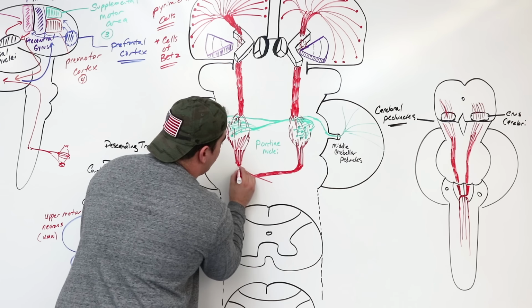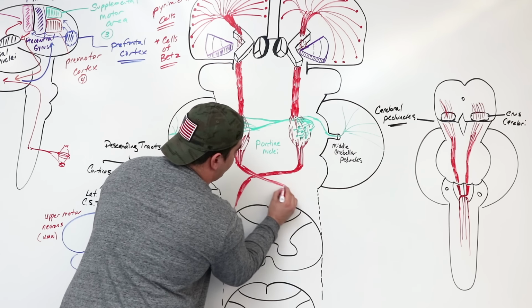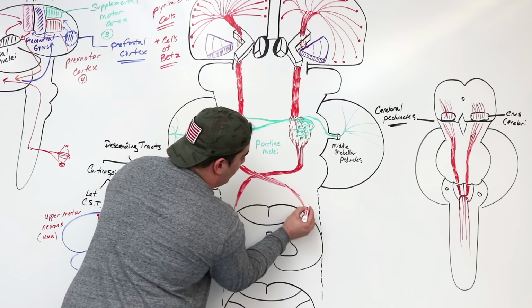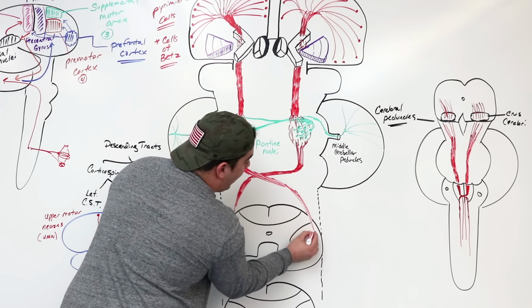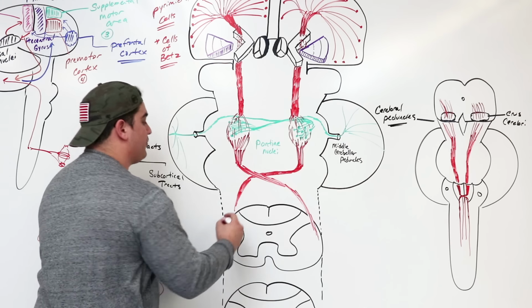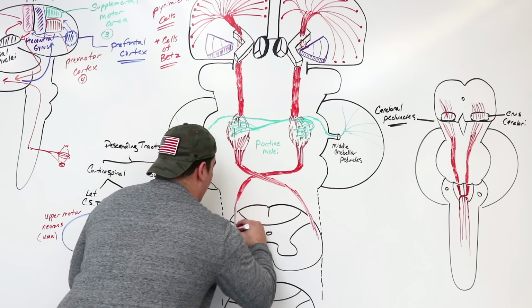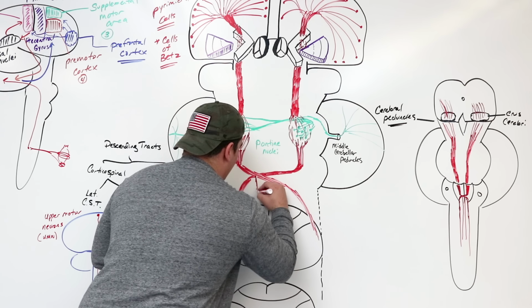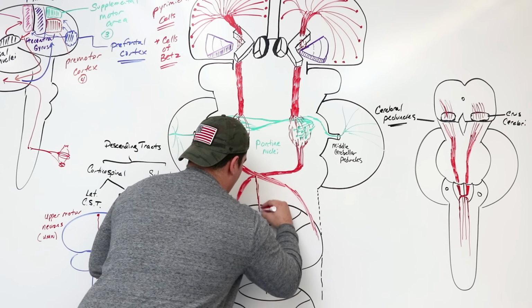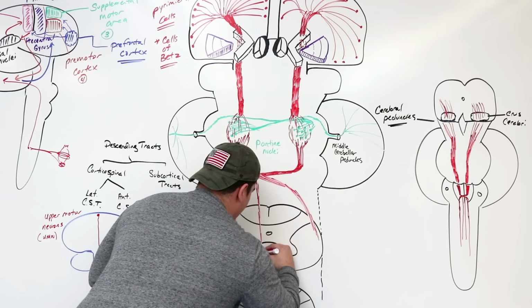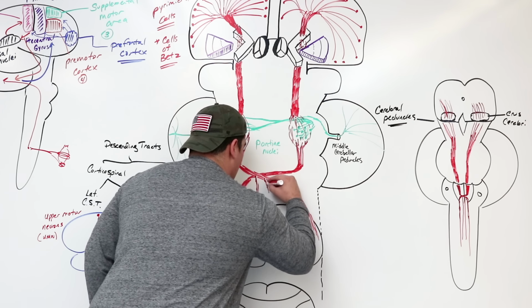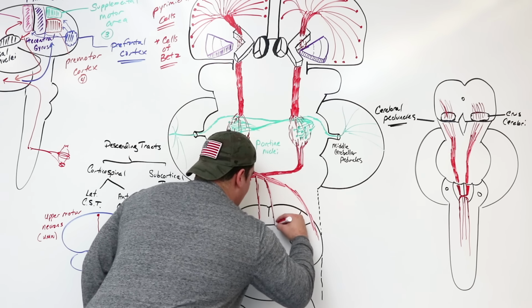So a good chunk of these guys are going to cross. The remaining 15 to 20% are not going to cross, and they're going to stay ipsilateral. Okay? So maybe 15, 20% here is going to stay ipsilateral, and they're going to go into the ventral part of the spinal cord. Now, from here, why is this important?